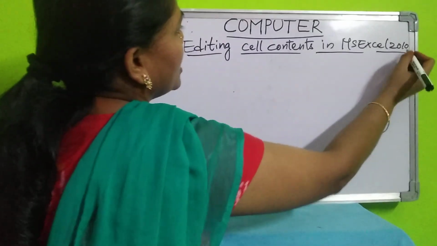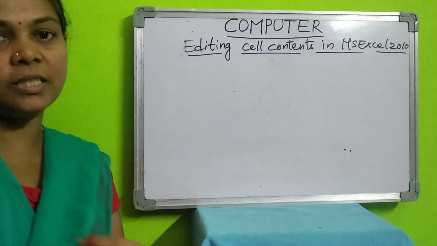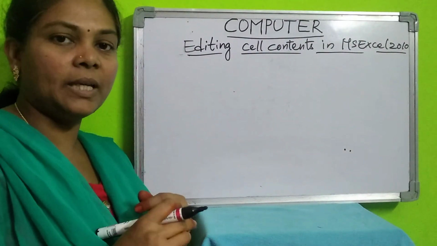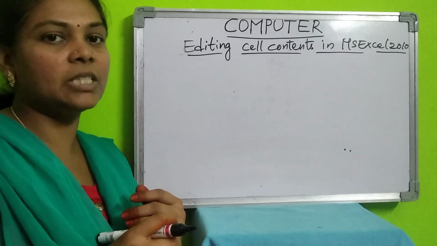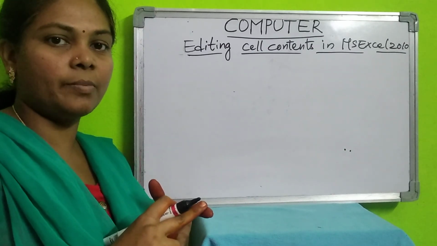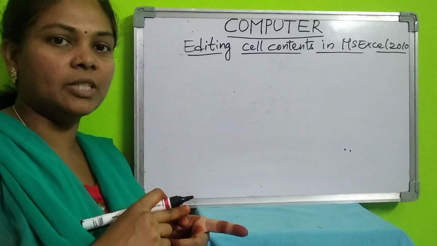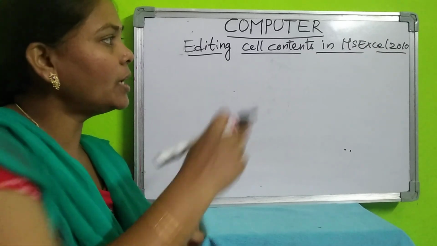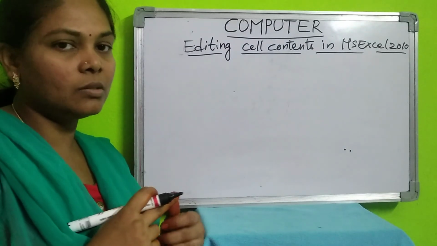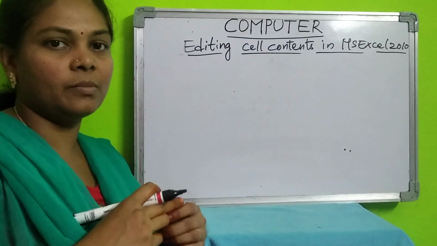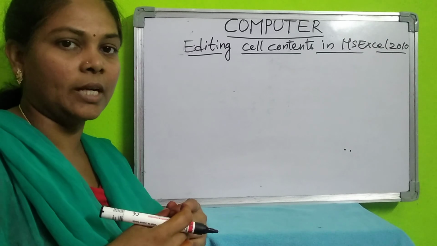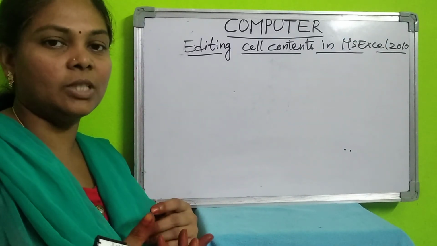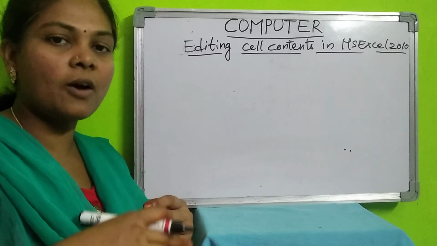So what is the use of MS Excel? MS Excel is also an application software. It is an application in the package of MS Office. MS Office is a package and in that we have MS Word, MS Excel, MS PowerPoint, MS Access. Word is used to write information and you can insert some pictures in that. And Excel is used to store data in the form of tables.